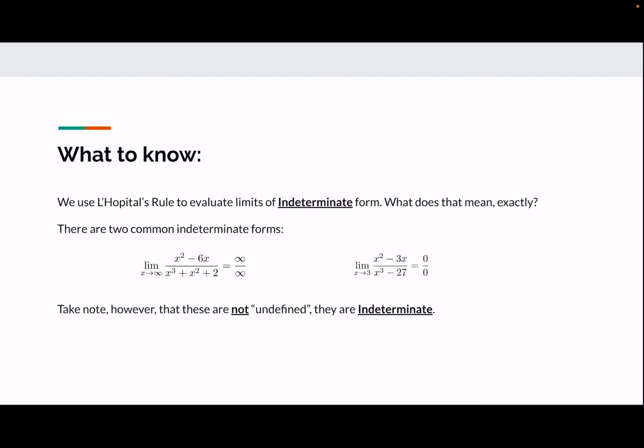Here, if I plug in 3 to the numerator, I would get 9 minus 9, which is 0. And for the denominator, 27 minus 27, which is also 0. Both of these are the common indeterminate forms that L'Hopital's rule is used to solve. Take note how these are not undefined, they're indeterminate. You cannot have a regular number over 0, because that would not meet the condition for L'Hopital's rule because it is not indeterminate. It must be of this form.